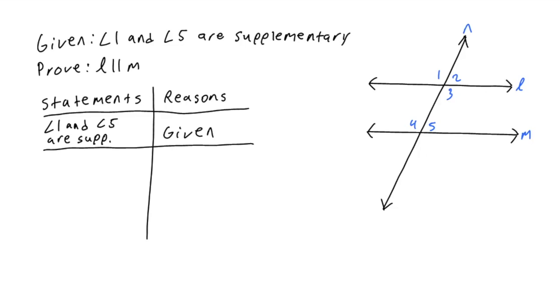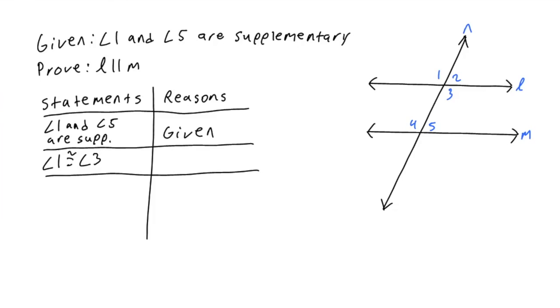Next, we need to find a way to prove that L is parallel to M. So we need some sort of parallel line pair. You'll notice 1 and 5 don't fit any of those. They're not any of the parallel line pairs. So let's see if we can find out any information that could tell us about parallel line pairs. Well, right away, I see 1 and 3 are vertical angles. So we can use that to show that 1 and 3 are congruent to each other. So angle 1 is congruent to angle 3.